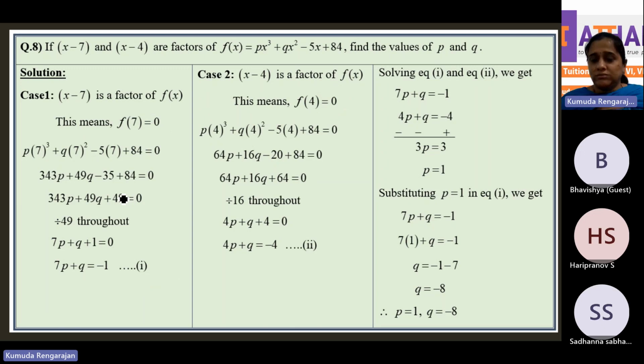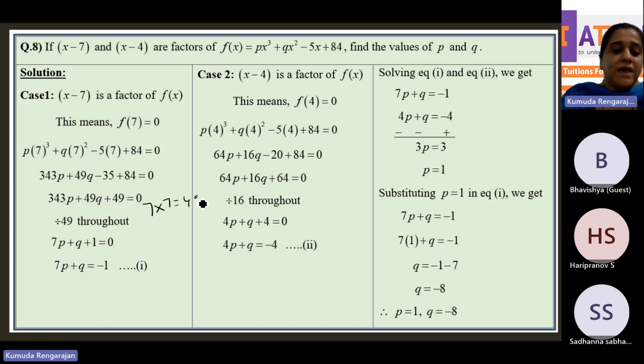Okay, so here when you work, children, you get something like this. And to simplify an equation, whenever there's a common factor, you can divide by that common factor throughout. So see here, 343 divided by 49. Now you'll wonder, how do you know that it's divisible by 49? That's because we have learned cubes and cube roots, squares and square roots in 8th standard. So we have come across this.